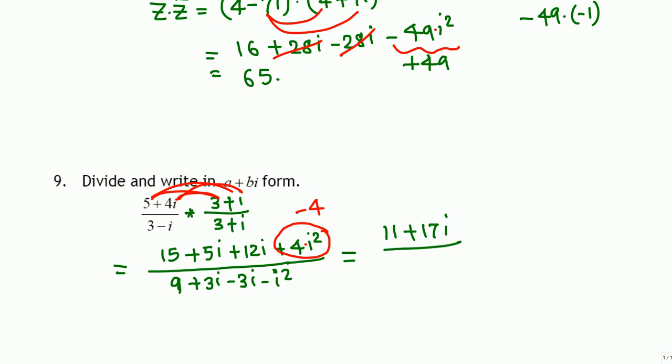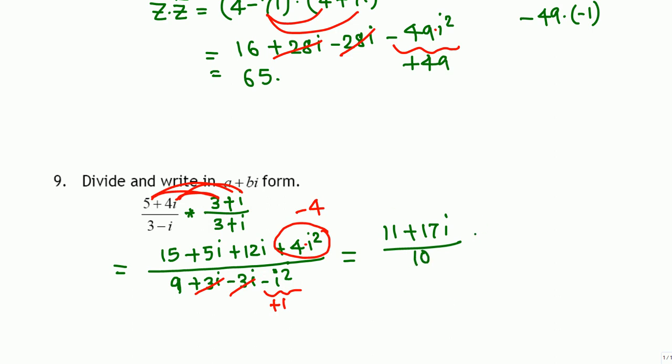over, positive 3i, negative 3i cancel. And how about this term? Negative 1 times i squared, i squared is negative 1, negative of negative 1, so this is positive 1. 9 plus 1, 10.